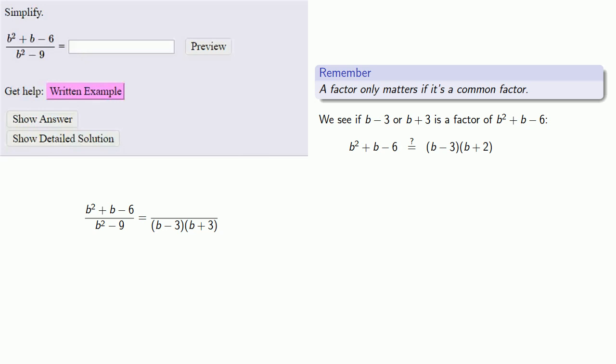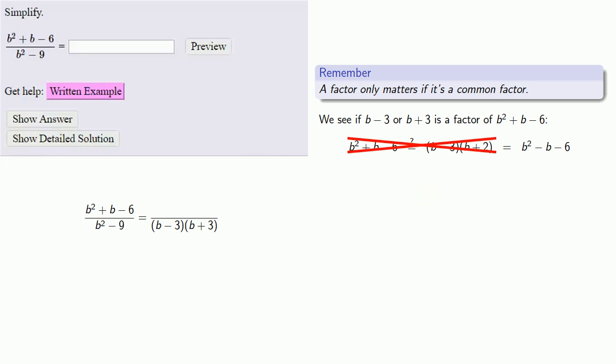Or is it? Remember, if you're not willing to put $20 on the table that this is correct, I would check it out. What happens when we multiply b minus 3 times b plus 2? Do we actually get b squared plus b minus 6? And the answer is... And what that means is that this is not a factorization of b squared plus b minus 6.